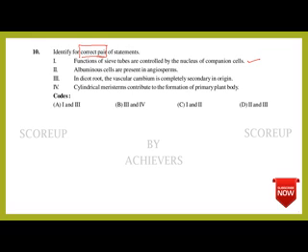Albuminous cells are present in angiosperms? No. In dicot root, the vascular cambium is completely secondary in origin. Vascular cambium, yes. The cylindrical meristem contributes to the formation of the primary plant body. So this is wrong. So the answer is 1 and 3.